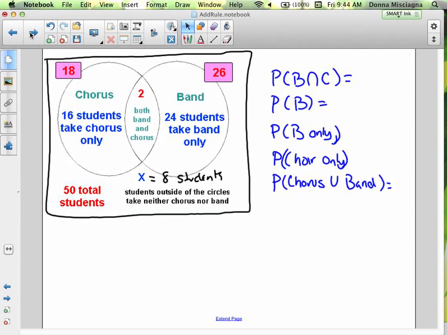All right, so we have 50 students total. 16 students take chorus only. 2 take both band and chorus. 24 students take band only. And then 8 students don't take anything. Let's see if we can find the probabilities of these things. How about the probability of band and chorus? That would be 2 out of 50, and that would reduce to 1 out of 25.